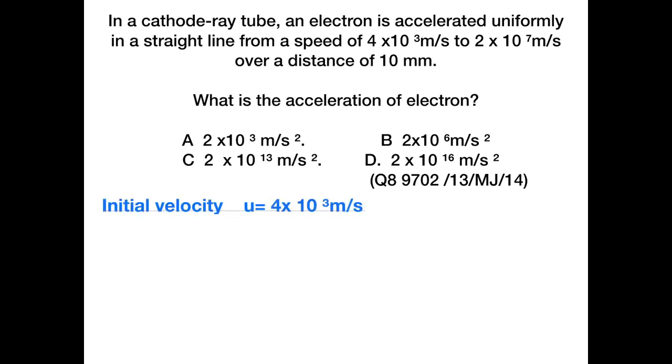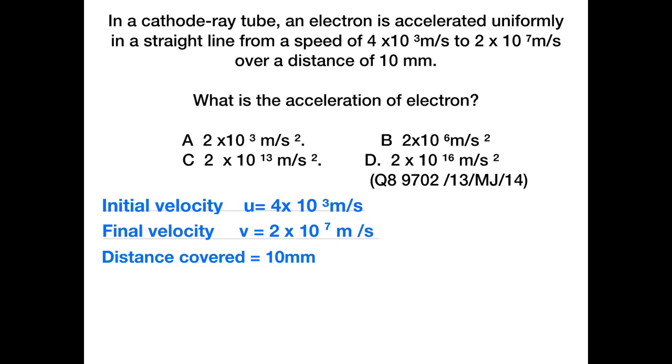So we have initial velocity as 4 into 10 to the power 3 meters per second. You can write U, you can write VI. For FSC and metric students, they normally use VI, and for Cambridge and other international systems, they use U. Final velocity V, they use as VF. So it won't harm, you can just use VI, VF, or U and V. So V is 2 into 10 to the power 7 meters per second. The distance to be traveled by the electron is 10 millimeters. Okay, so how much is 1 millimeter, by the way? Yes, it was 10 to the power minus 3. You're right.